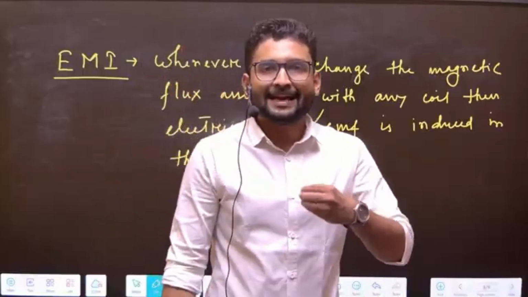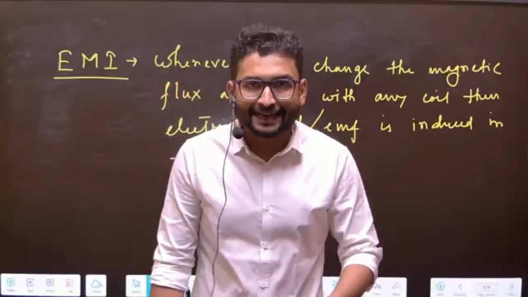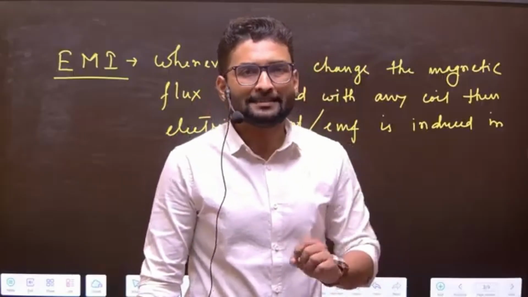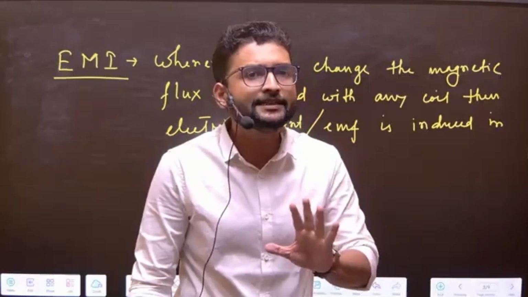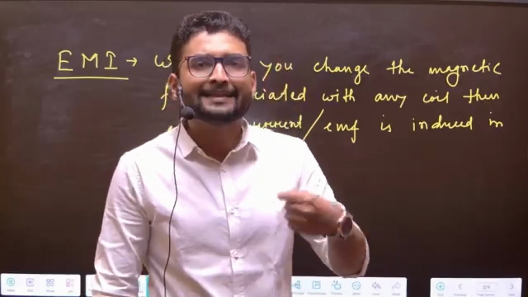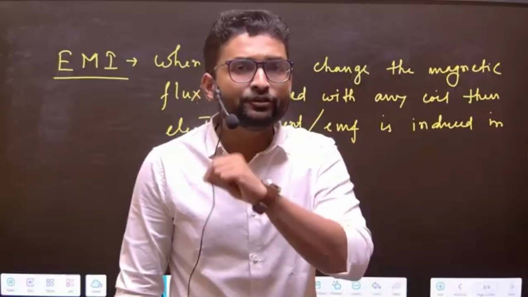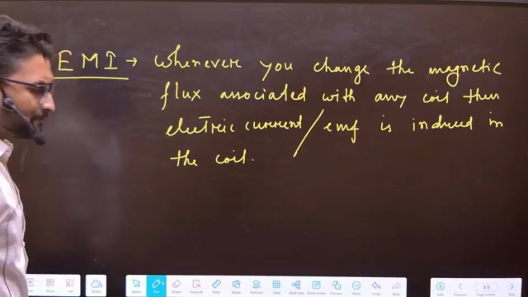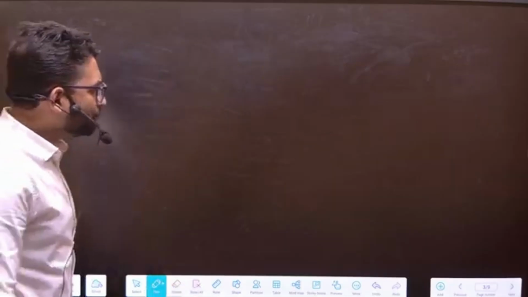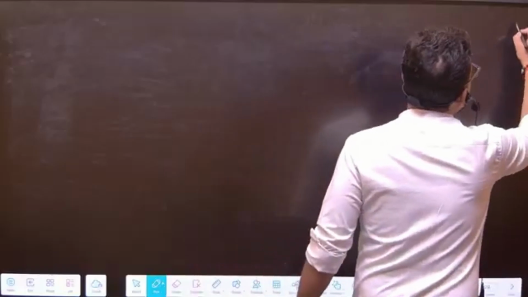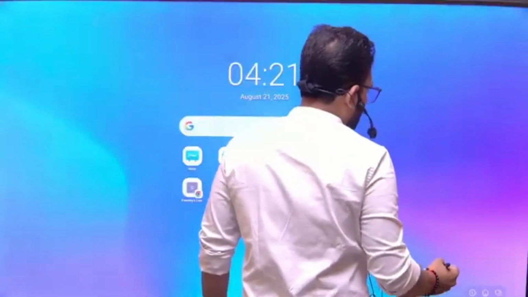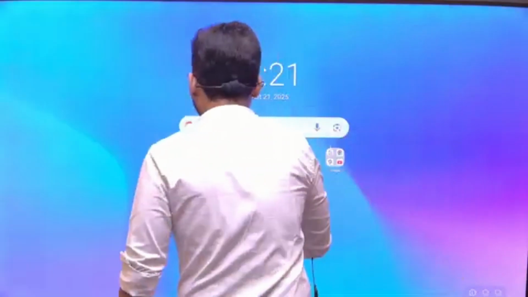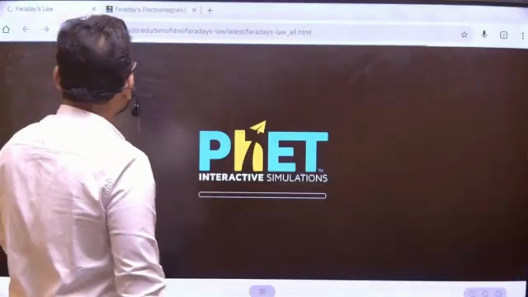We are basically getting electricity out of magnetism. But the key point here is you have to change the magnetic flux. That means a steady magnetic field won't give you any induced current. Only when you change the magnetic flux or change the magnetic field will you get electric current in the circuit. So this is the definition. Now we will try to see these experiments visually. So let's see how they actually work.